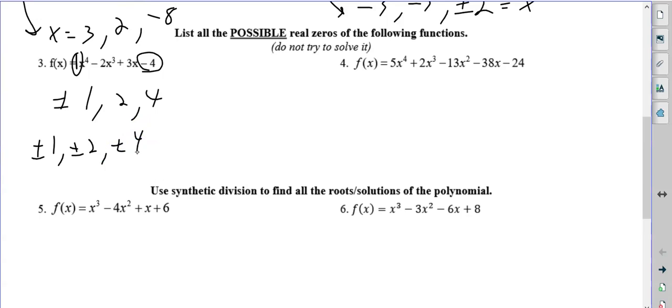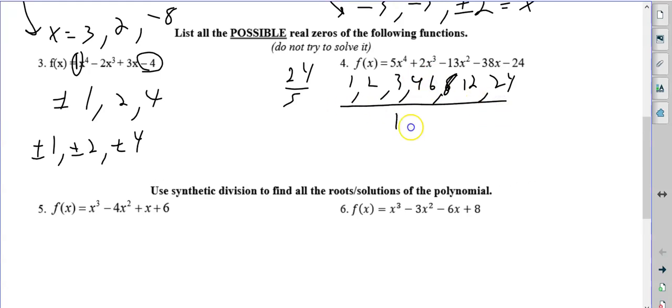All right? Now, for this one, you have the factors of 24 over the factors of 5. Okay? So you have to list all the factors of 24, which are going to be 1 and 24, 2 and 12, 3 and 6, 3 and 8, and 4 and 6, over the factors of 5.